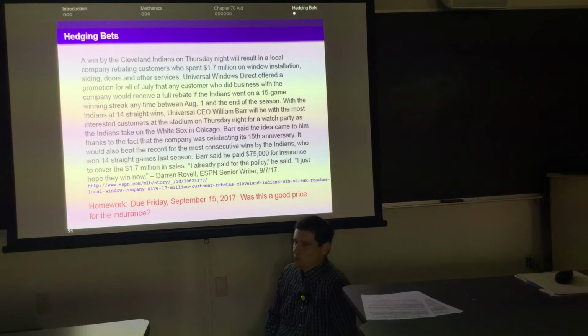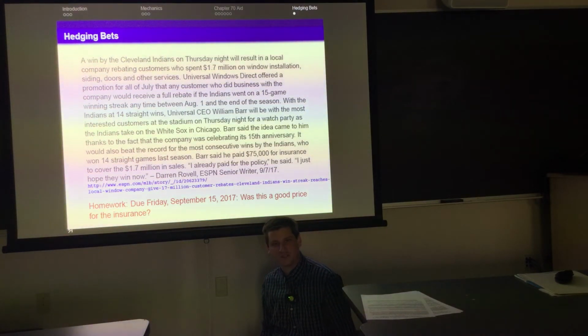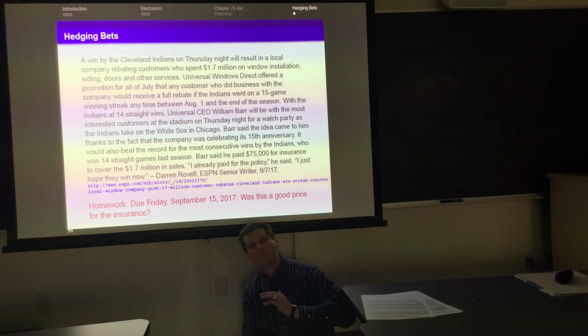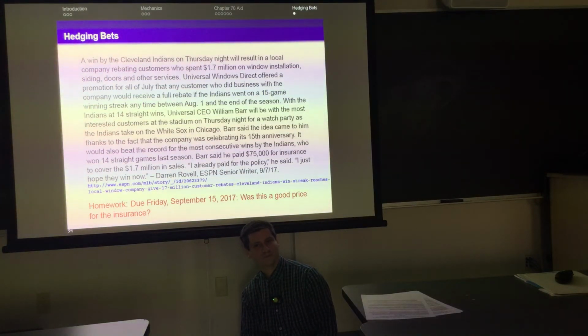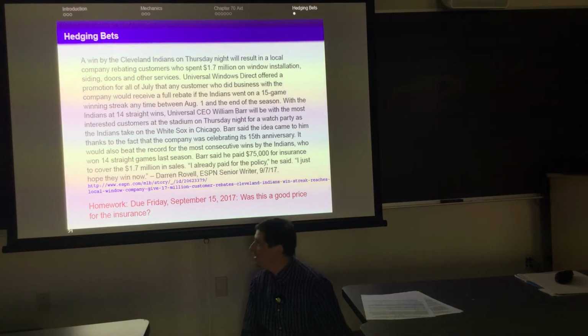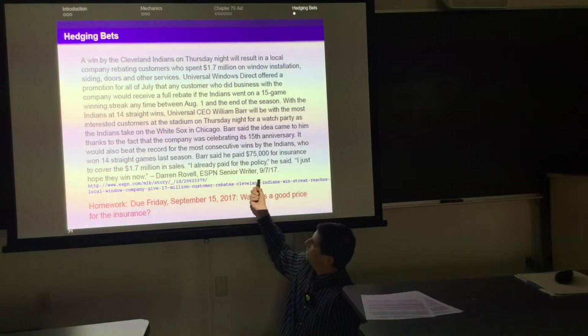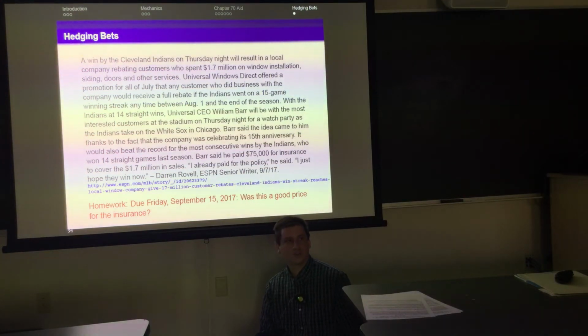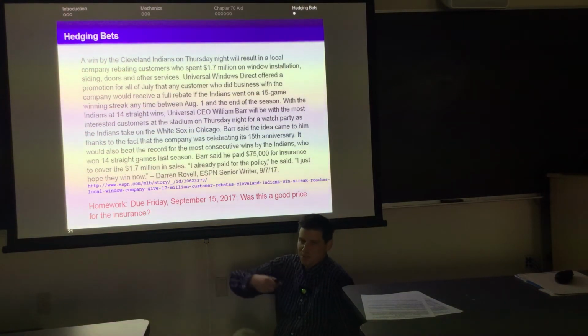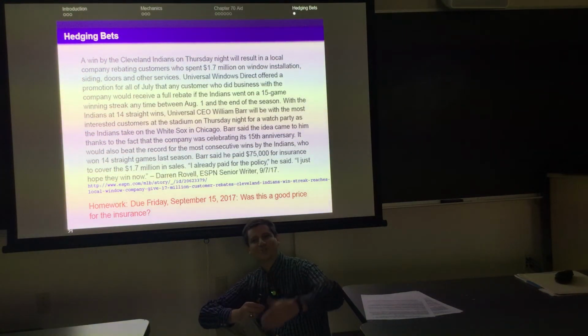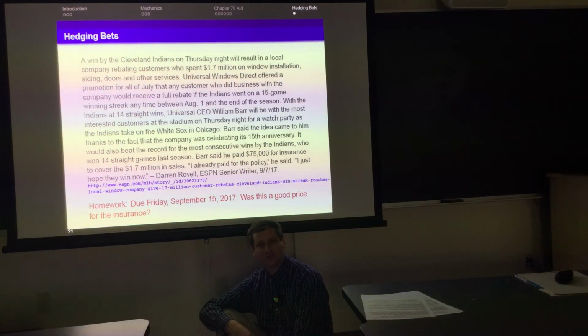The owner of a store that has been in business for about 15 years in Cleveland thought it would be fun to celebrate 15 years in business by saying, if the Indians win 15 games in a row anytime this season, all purchases in July are free. And so he took out an insurance policy on this. He spent $70,000 or $75,000, and it covered $1.7 million in sales. There have been some articles on this as the Indians' win streak has been getting closer and closer to 15. I didn't even bother checking because they were up 10-2 in the ninth inning. I was pretty sure Cleveland could hold.